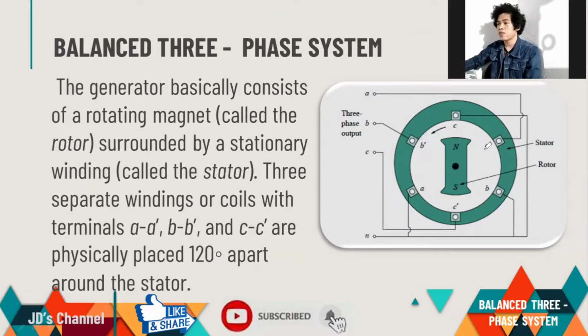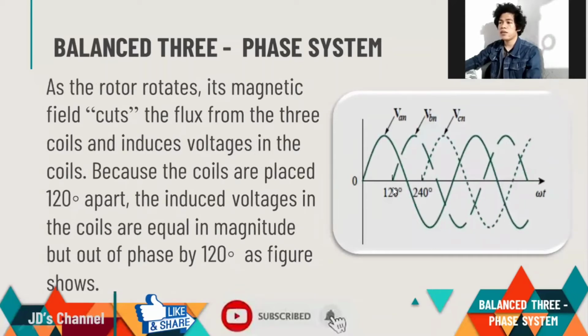So we have, ito yung ating illustration, A, A prime, B, B prime, and C, C prime. They are 120 degrees apart around the stator. So ito lang para mapakita class yung kanilang construction sa ating generator and yung behavior nila. As the rotor rotates, its magnetic field cuts the flux from the three-phase coils and induces voltage in the coils. Because the coils are placed 120 degrees apart, the induced voltages in the coils are equal in magnitude, but they are out of phase by 120 degrees as in the figure.